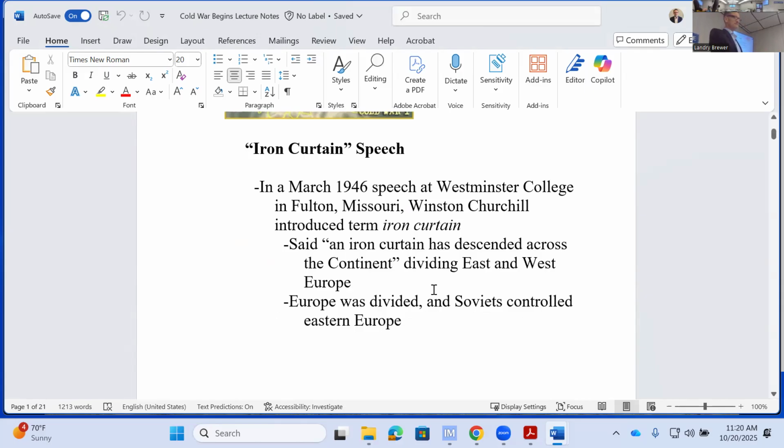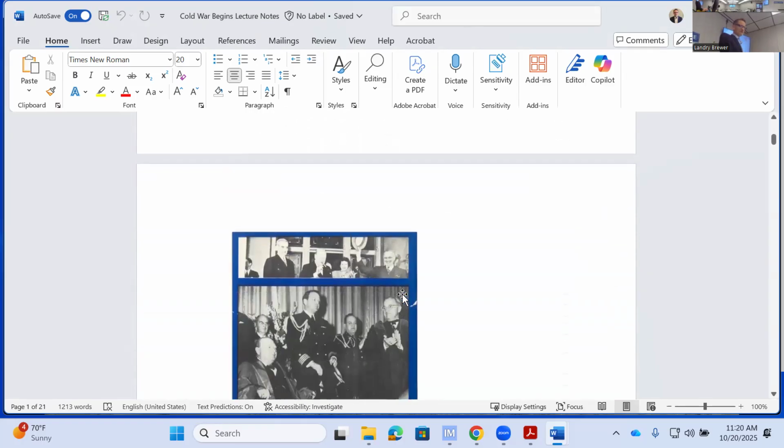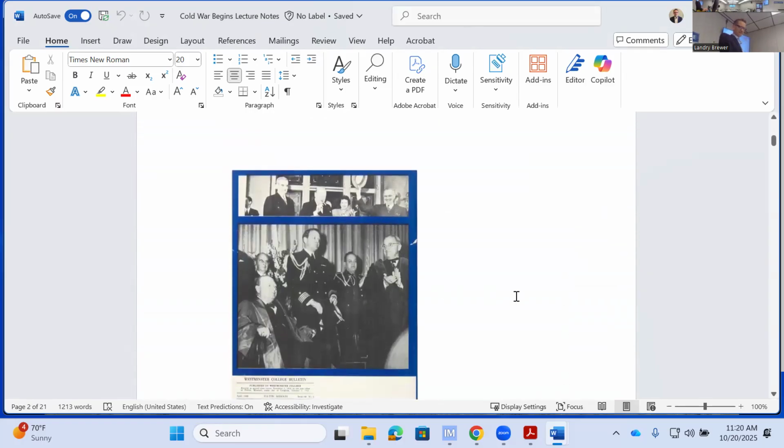Because what happened was, during the war, as the Soviet troops, as the Red Army marched west, fighting against the Germans, marching toward Germany, where the Soviet troops went, the Soviet government forced communism to follow.